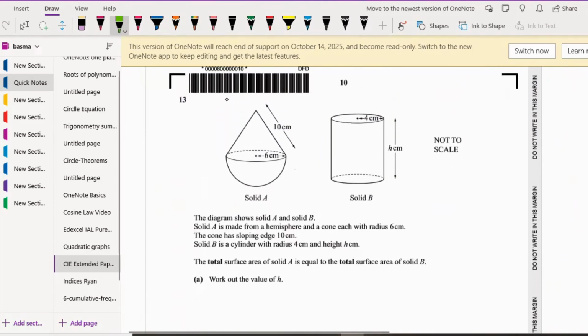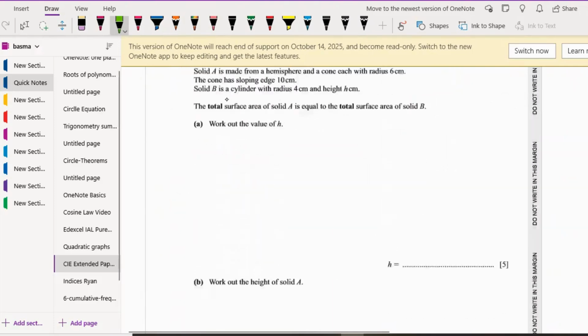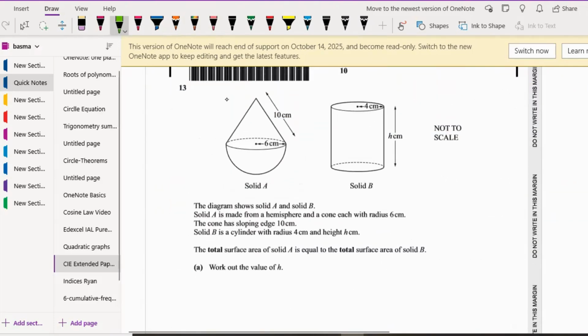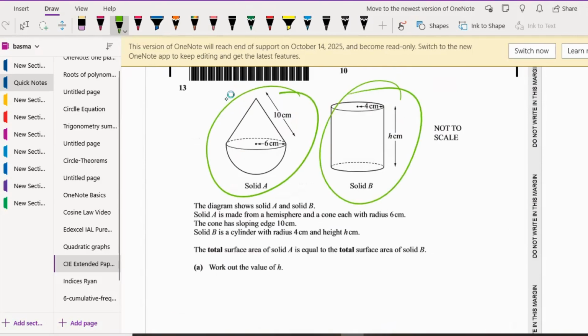13. Question 13 says that the diagram shows solid A, that's solid A, and solid B, that's the solid B. They say that solid A is made from a hemisphere, you know, the half of the sphere, which is this portion, and the cone. The above one is the cone with the radius 6 centimeter.